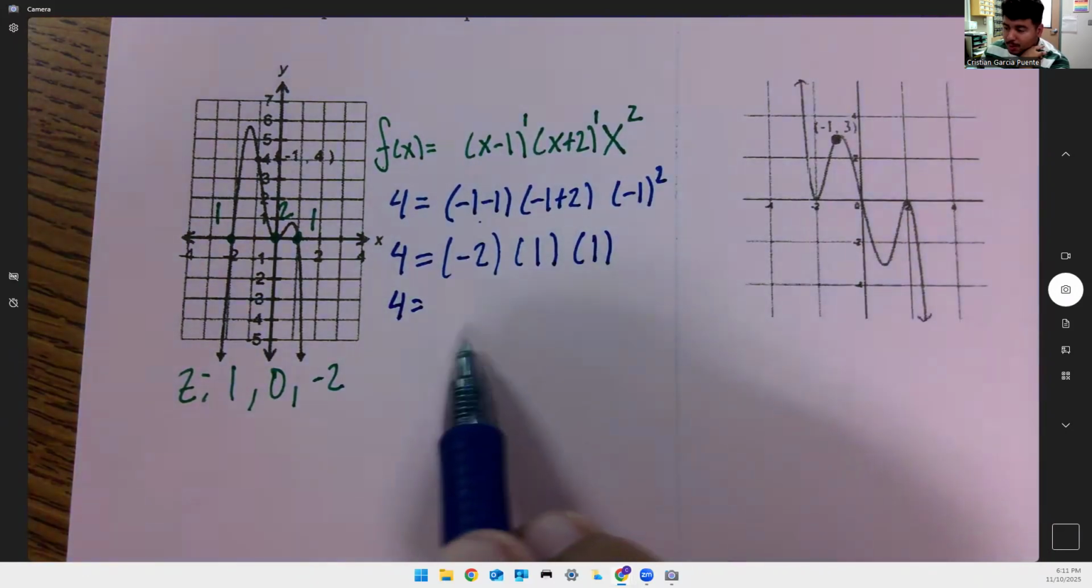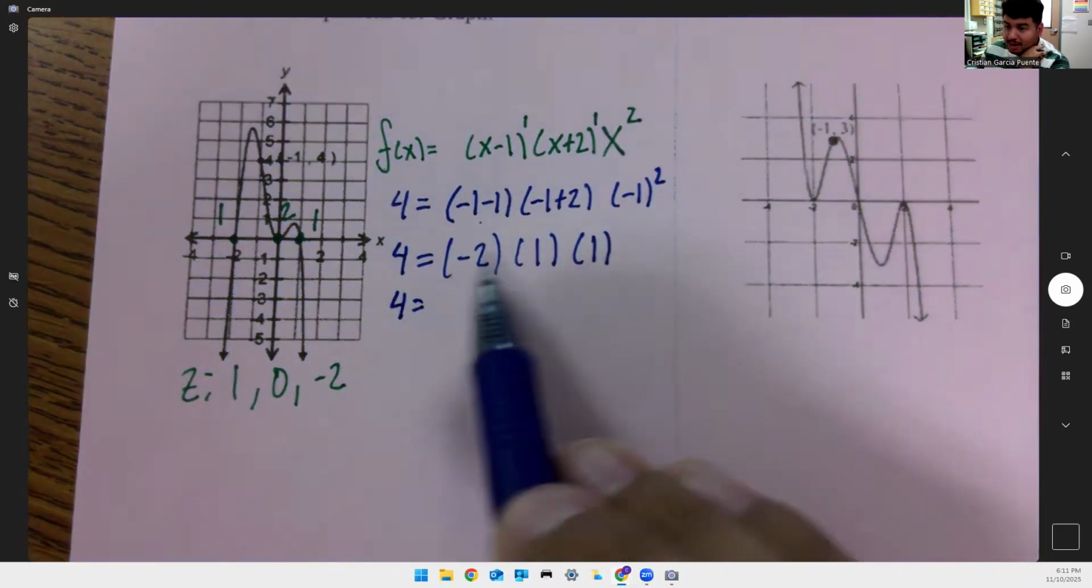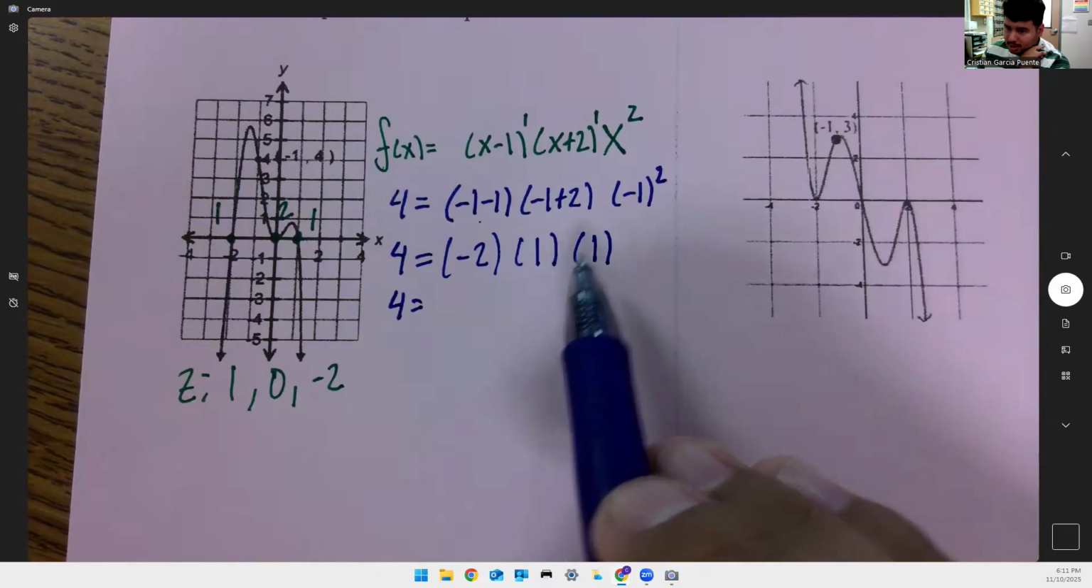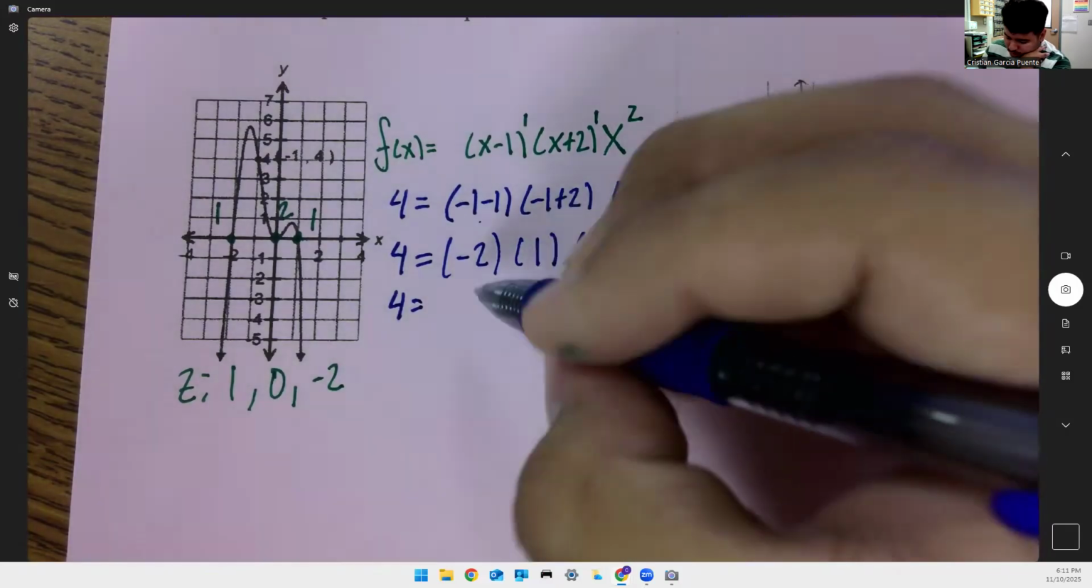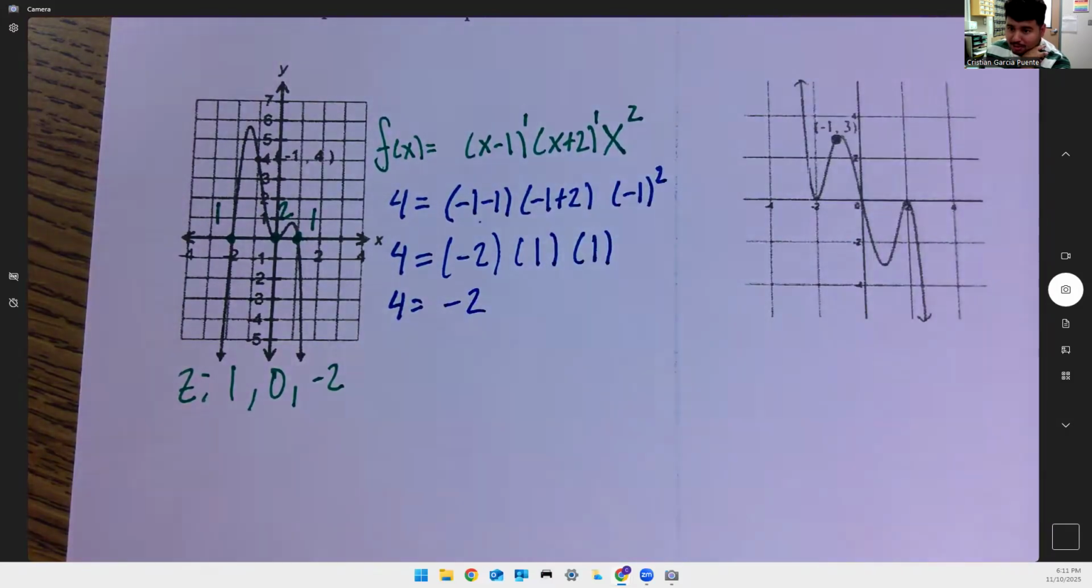And now you're just going to multiply all those numbers out. So what's -2 times 1? -2 times another one, still -2. So we have that right here, -2.